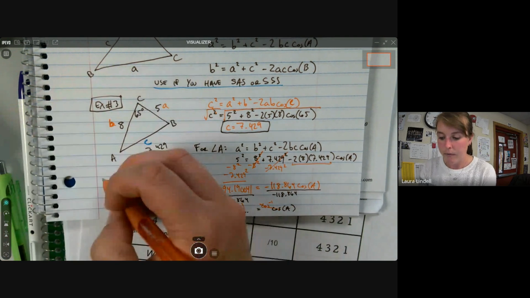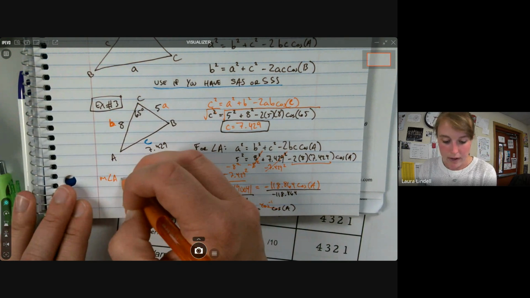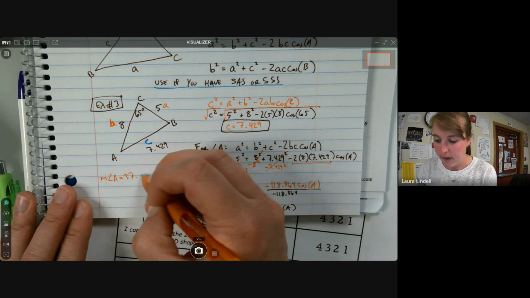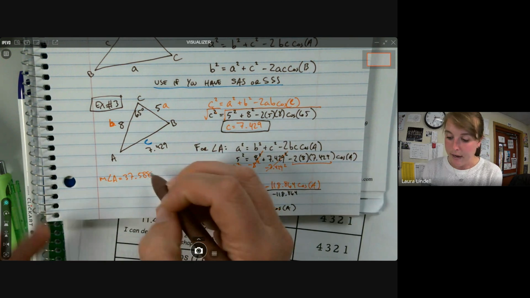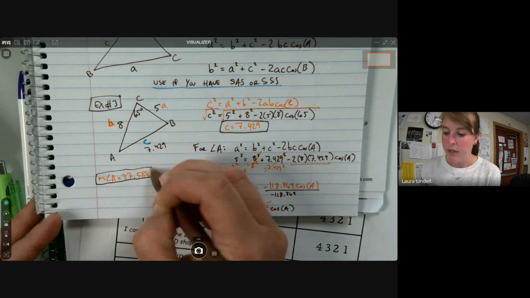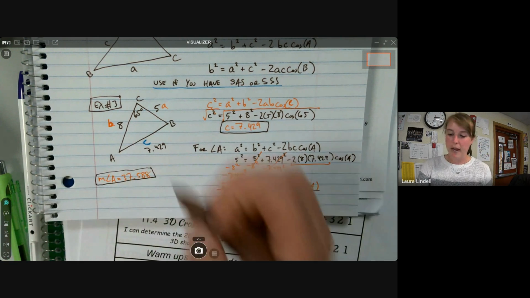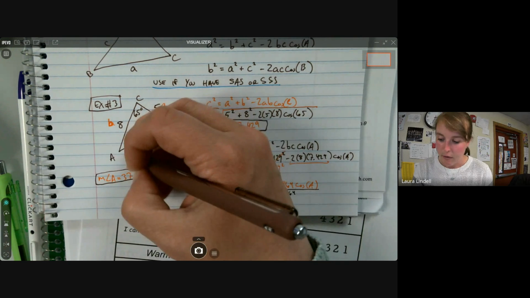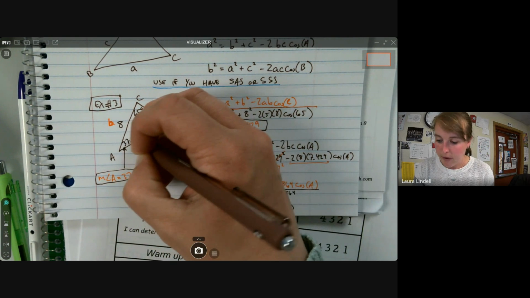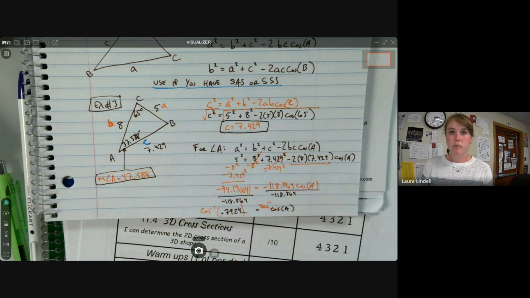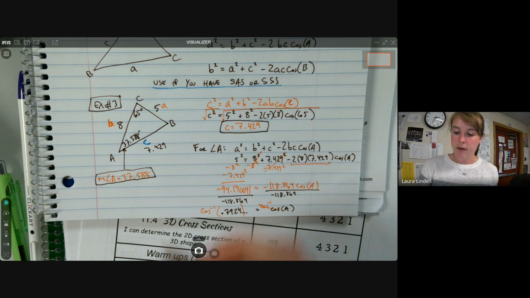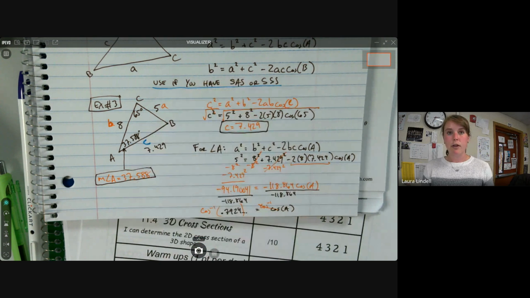All right, so now we know the measure of angle A, 37.588. Luckily, we don't have to do that again to solve for angle B, because now we know 2 angles, right? We know that this is now 37.588 degrees, and we can subtract from 180 to find our remaining angle. We just go 180 minus 65 minus 37.588. We're good to go. Okay, so that's law of sines and law of cosines.